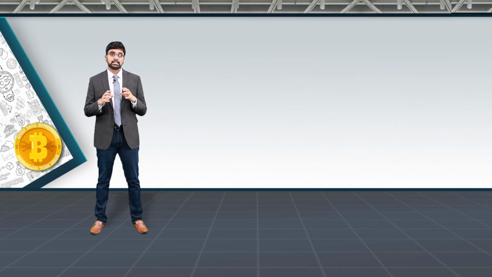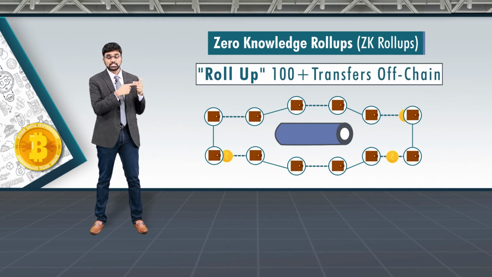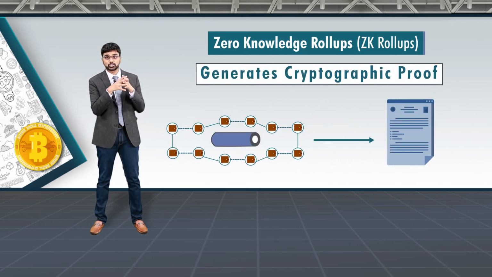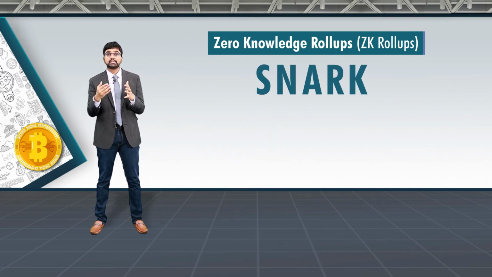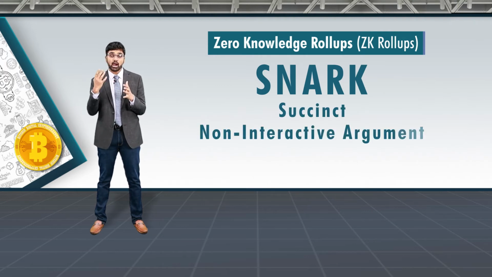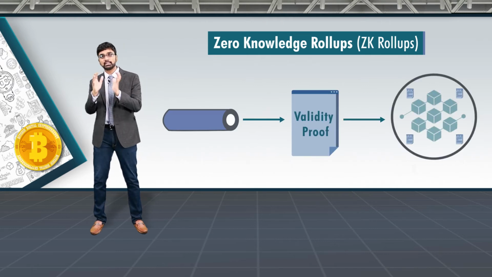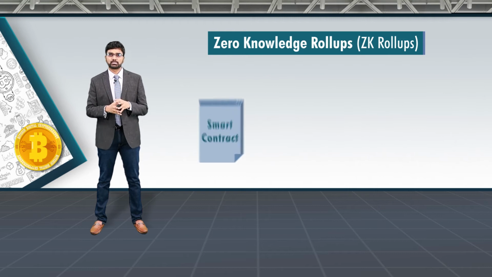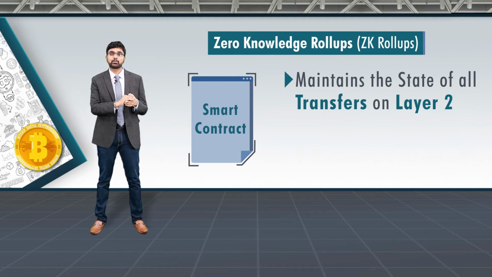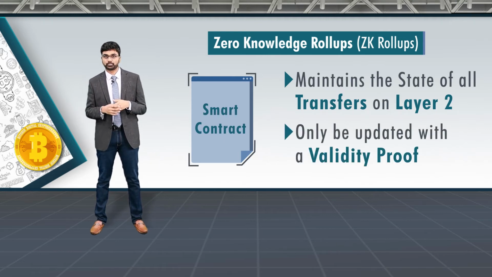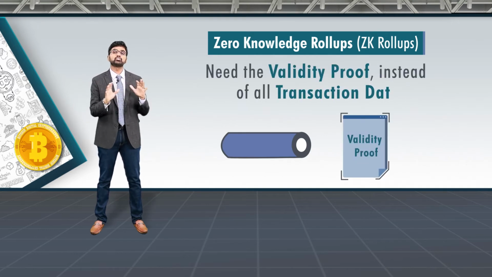A ZK rollup, or a bundle, rolls up hundreds of transfers off chain, generates a cryptographic proof that that execution happened, called a SNARK, succinct non-interactive argument of knowledge. This is known as validity proof and is posted on layer 1. The ZK rollup smart contract maintains the state of all transfers on layer 2, and this state can only be updated with a validity proof. This means that ZK rollups only need the validity proof instead of all transaction data.